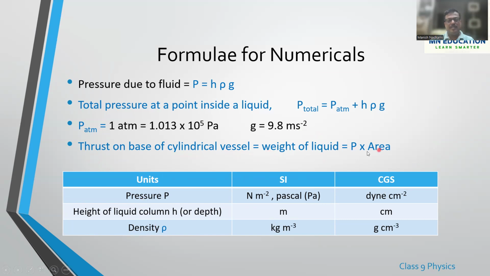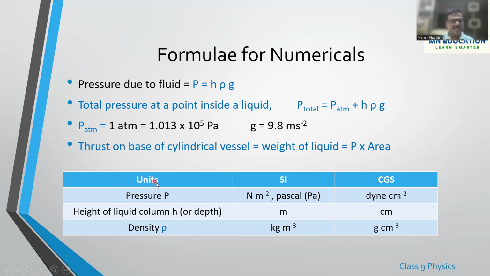That will be given by pressure multiplied by the area of the base. We know pressure is thrust upon area, so the thrust would be pressure multiplied by area when you cross multiply. So pressure at the bottom of the vessel multiplied by the area of the base would be the thrust acting on the base.